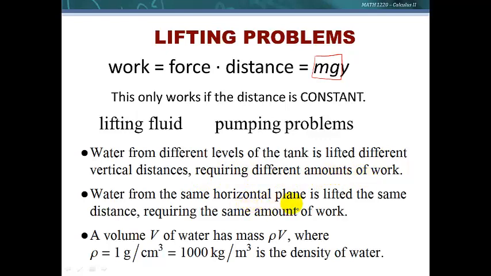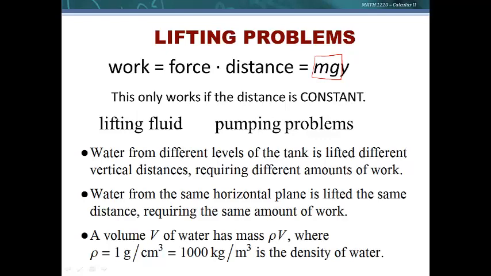Water in the same horizontal plane is lifted the same distance, so anything in a horizontal plane will require the same amount of work. And then the volume of water has a mass of its density times its volume. So we know that mass is just density times volume, and the density for water is 1 gram per cubic centimeter, or 1,000 kilograms per cubic meter. So all those things are going to be useful to us as we go ahead and look at pumping fluid or lifting fluid.